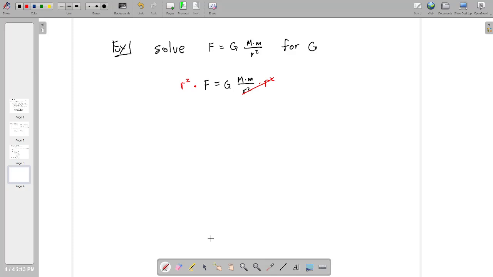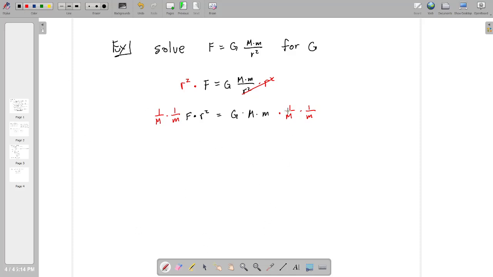We get the cancellation on the right that we want. And then on the left, we're left with F times r squared. On the right, we're left with G times capital M times lowercase m. Now, in order to eliminate capital M and lowercase m, we're going to divide both sides by capital M and lowercase m. Specifically, what I'm going to do is multiply by 1 over capital M and 1 over lowercase m. So on both sides, we get something that looks like this.